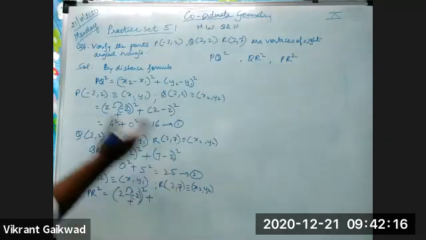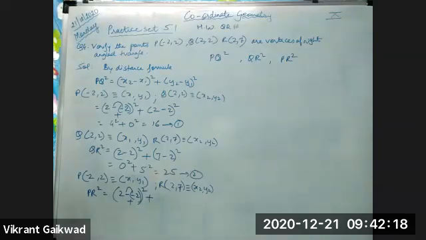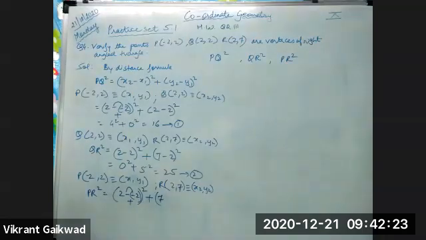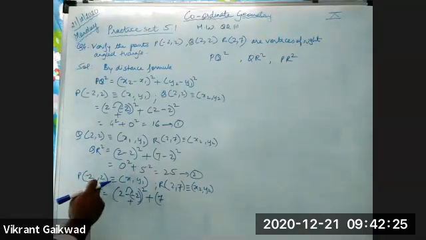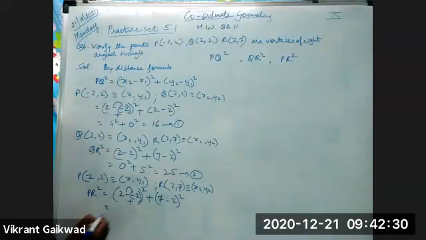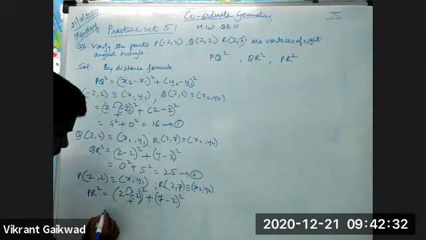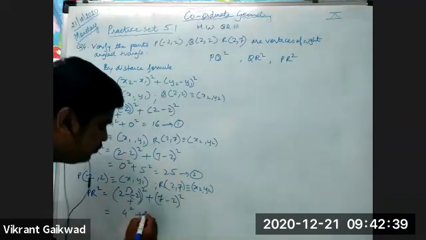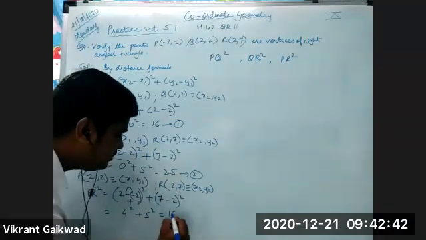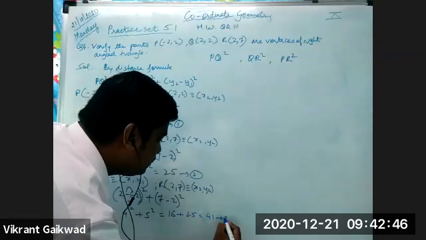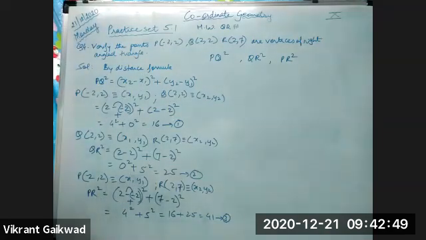Plus. y2 minus y1. What is y2? y2 is 7. So 7 minus y1, that is 2. So 7 minus 2, the whole square. So what you will get? See, 2 plus 2, 4 square, plus 7 minus 2, 5 square. So you'll get that as 16 plus 25. So that is 41. This is your equation number 3.